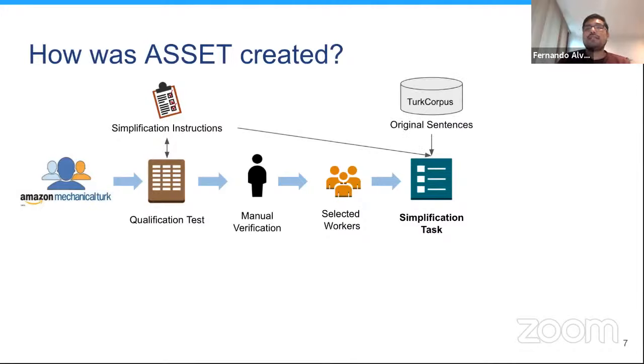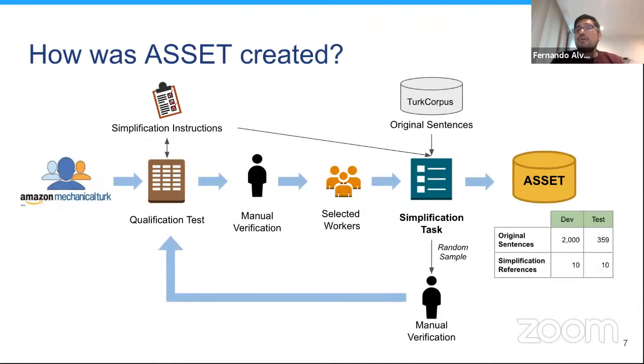We used, as I said, the same set of original sentences as TurkCorpus and HSplit, so that they're all aligned. And we started to collect simplifications for all these sentences. We randomly sampled some of the simplifications submitted, so we can have some manual verification to see that simplifications were done properly, following instructions. These also allow us to adjust the simplification instructions and perform more qualification tests to ensure, again, quality.